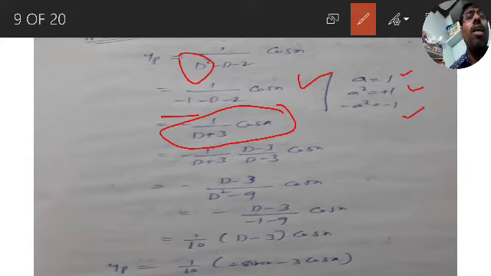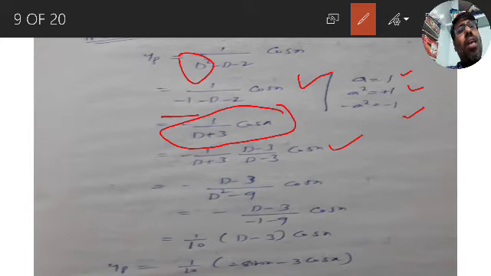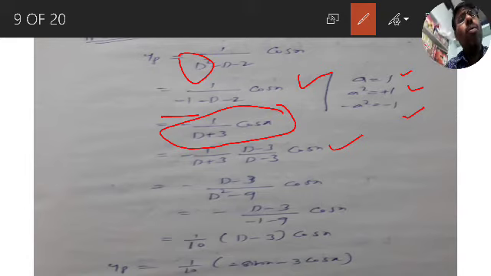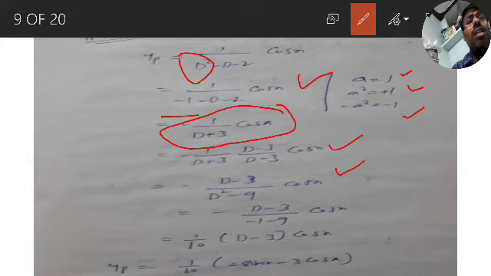So what you are doing, in denominator you are having d plus 3. So multiply and divide with d minus 3. That is minus 1 by d plus 3 into d minus 3 by d minus 3 cos x. So this is minus of d minus 3 by d plus 3 into d minus 3. A plus b into a minus b is a square minus b square. That is d square minus 9.